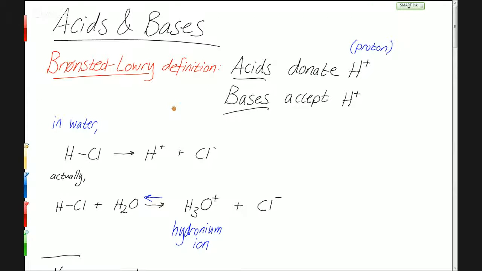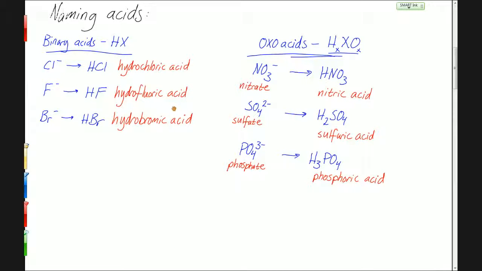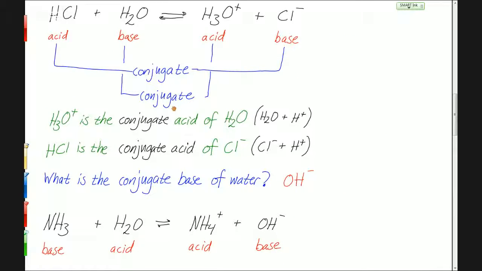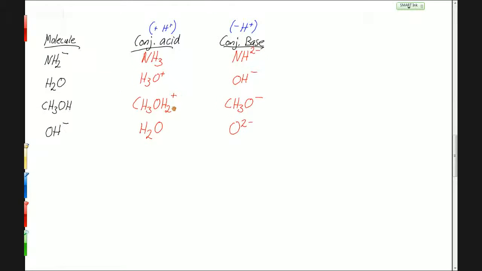and kind of how they dissociate in water, how there's this back and forth happening with the acids and bases dissociating and forming hydronium ion. We talked about naming the acids, and then we looked at conjugate acids and bases, and we practiced a little bit about how to find a conjugate acid or a conjugate base of a molecule. So hopefully you've been practicing that so you can fill in these kinds of tables.